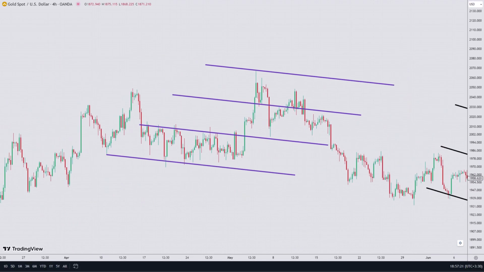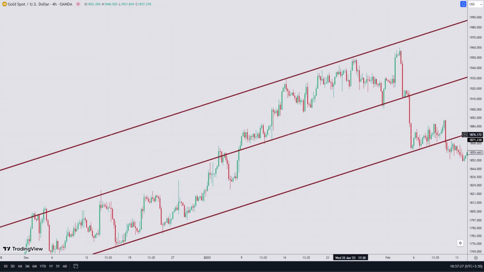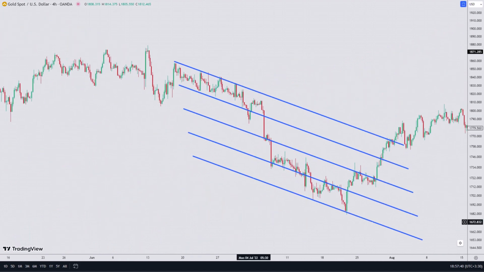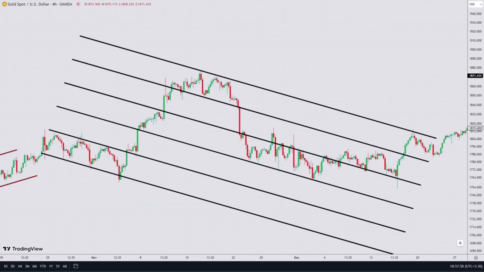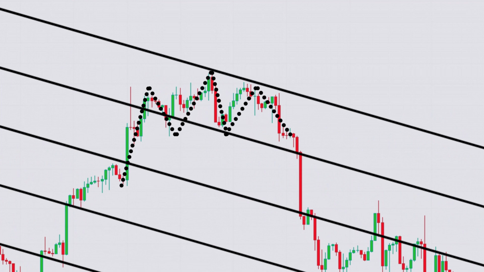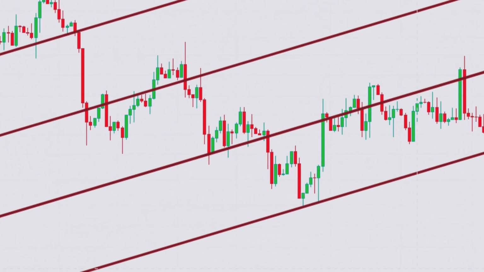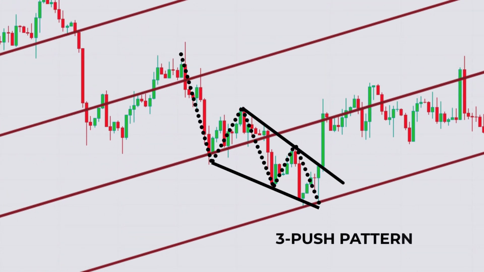Extended lines like these are occasionally employed to identify a potential trend reversal, particularly when the price nears them, forming a reversal pattern. For instance, in this scenario, the price approaches the fourth extension of the upper channel line while forming a head and shoulders pattern, which is followed by a market downturn. And here, as the price approaches this line and develops a three-push pattern, the market transitions into a bullish trend.